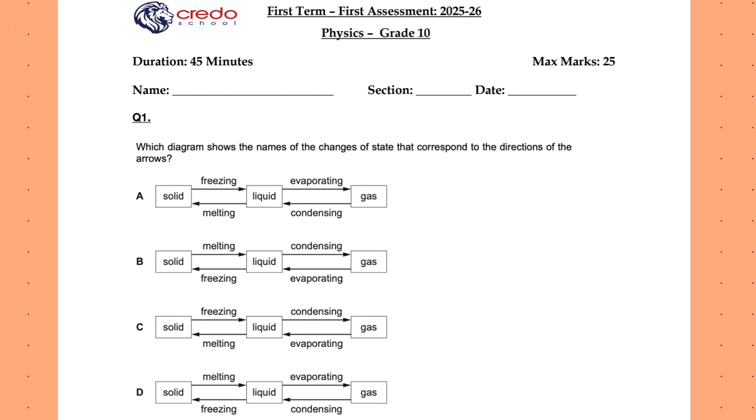Question number 1, which diagram shows the name of the changes of state that correspond to the directions of the arrows? So solid to liquid is actually melting, not freezing, so it cannot be this or this. And then liquid to gas is either boiling or evaporation, not condensation, which is the reverse process. So it's not this either, and D is the correct one.